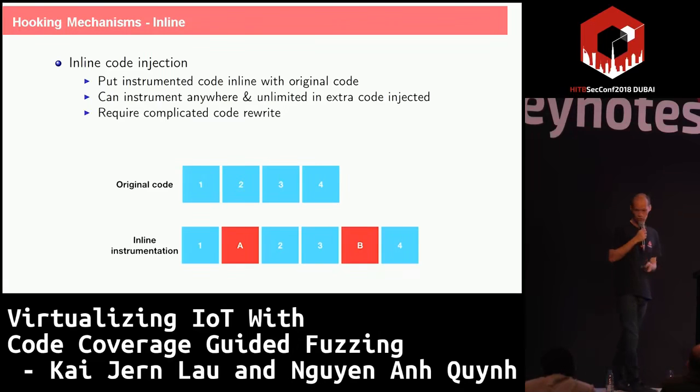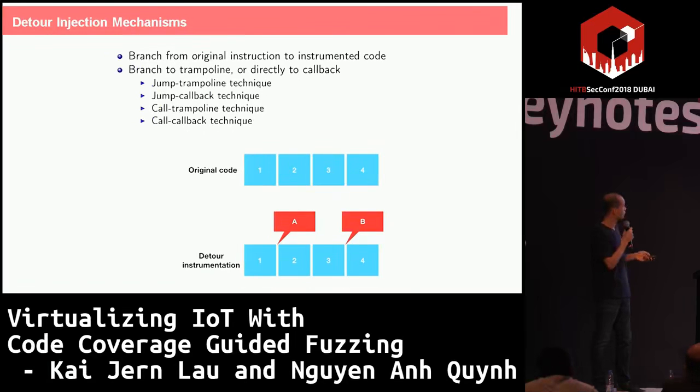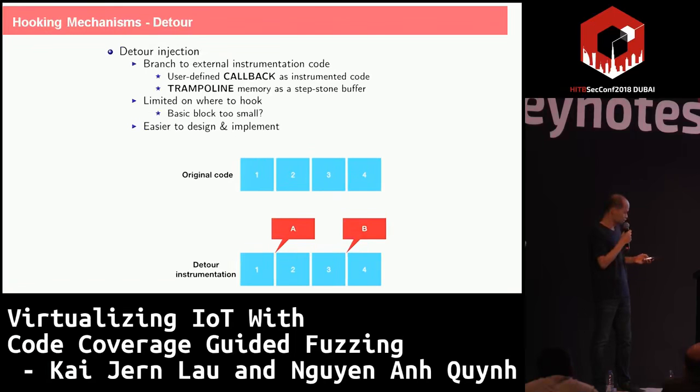So we decided that we did not do this, but adopted the second approach. It's called detour injection. The idea is that we do not put our instrumentation code inline with the original code, but somehow we override some code here in the original code, and we jump out to our callback, which is the instrumentation code. So after 1, we jump out to another place and we execute our callback.